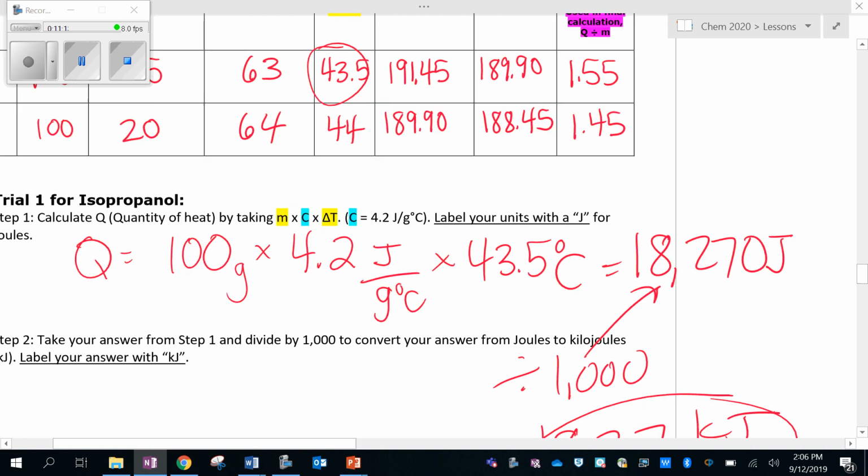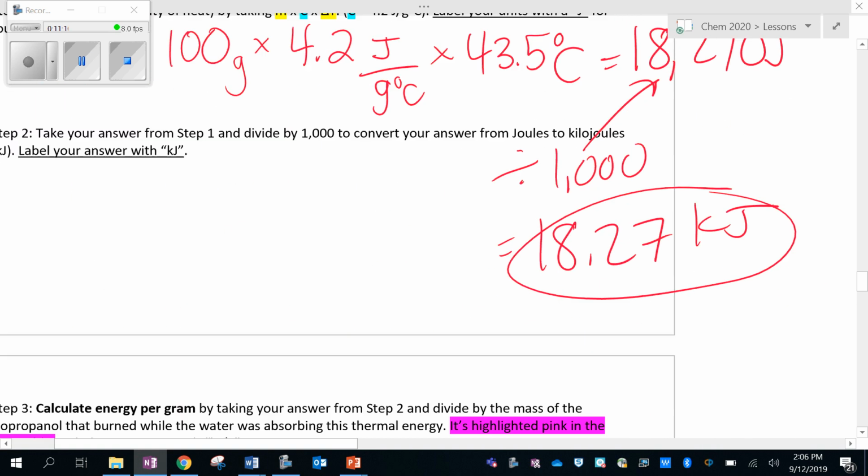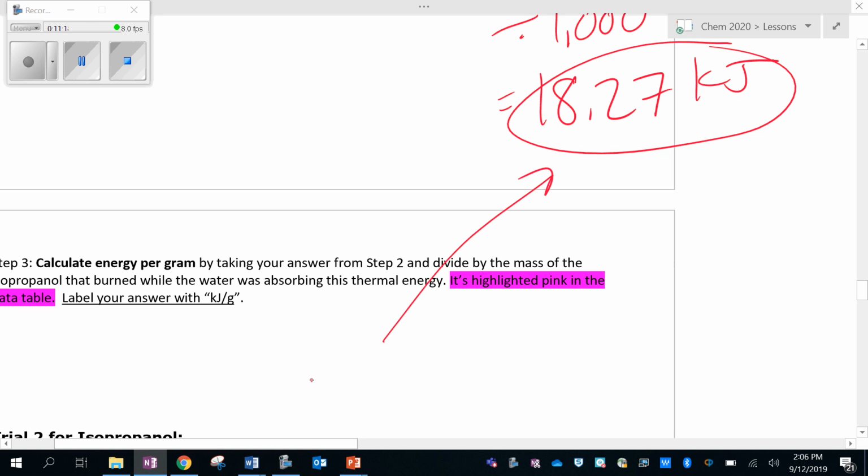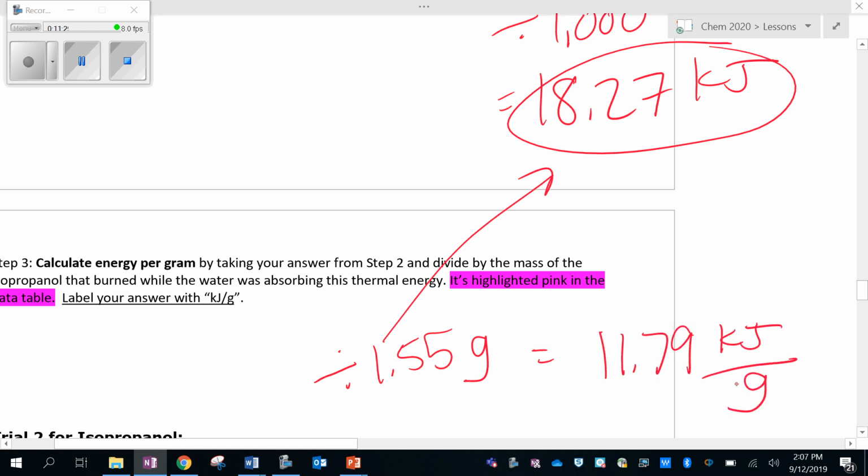And we're going to divide that by the mass that burned off, which was 1.55 grams. And so that comes out to be 11.79 kilojoules per gram.